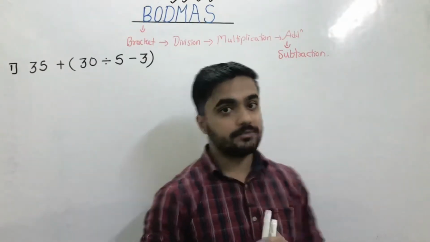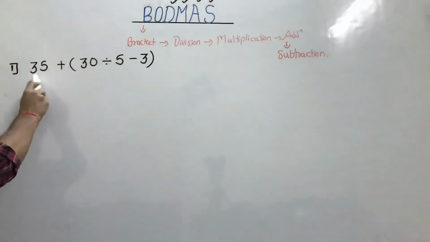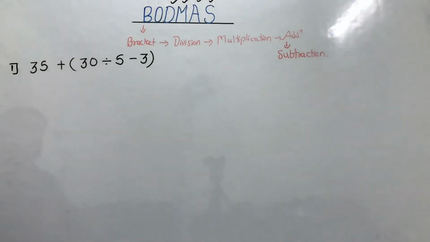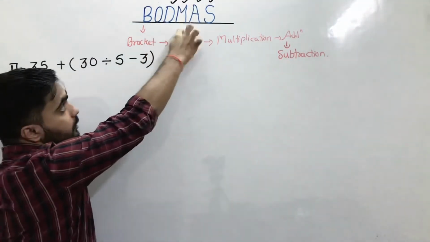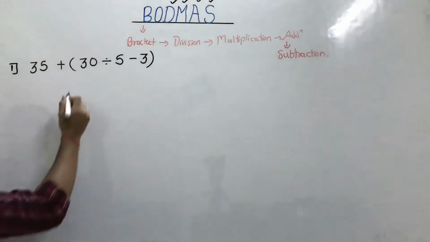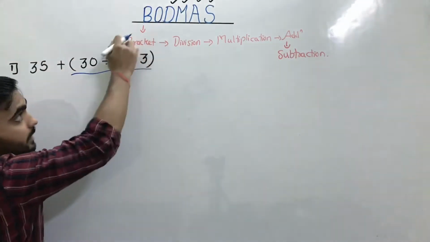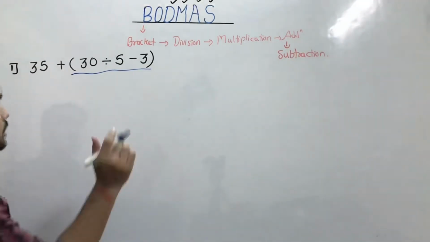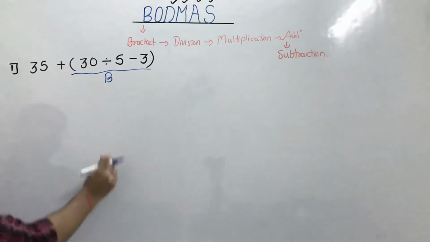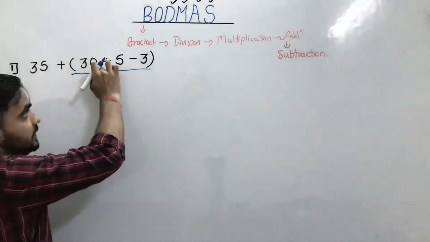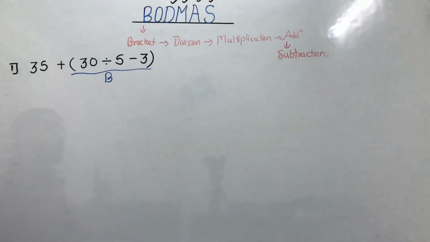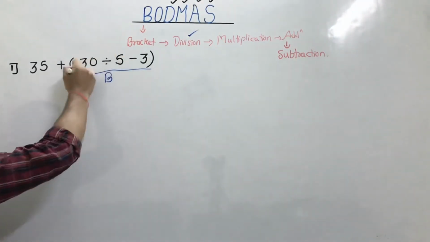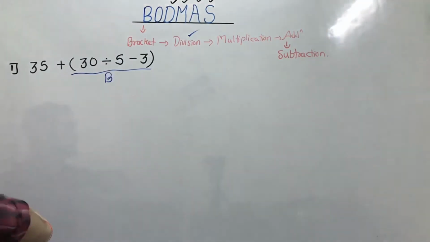So our question is as follows. 35 plus, inside the bracket, 30 divided by 5 minus 3. According to this rule, first we'll solve this bracket because B comes first, and then this order of operation. Now inside the bracket I can see that I have two things, that is division and subtraction. According to this rule, division comes first. So first I will divide this and then I will subtract.